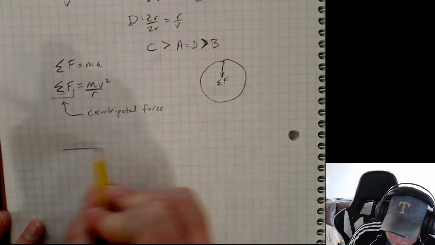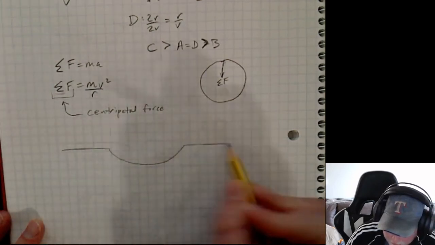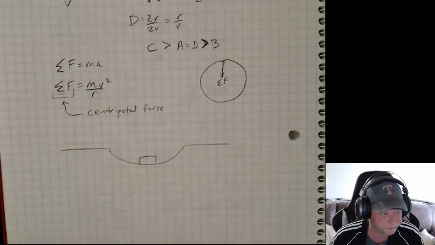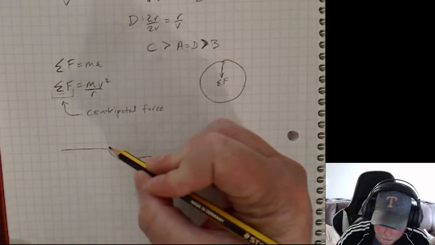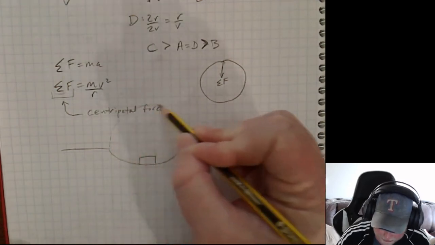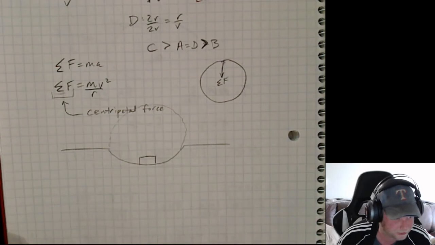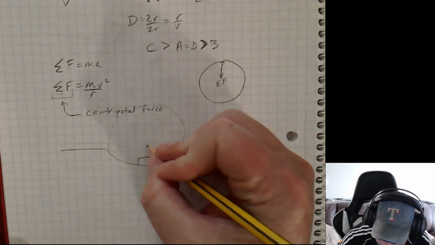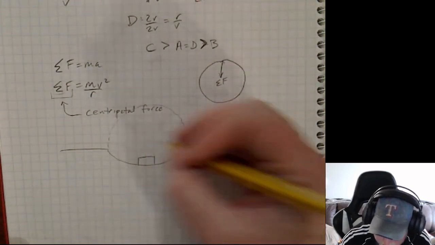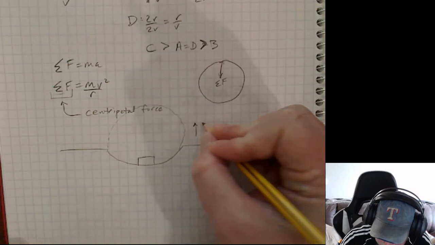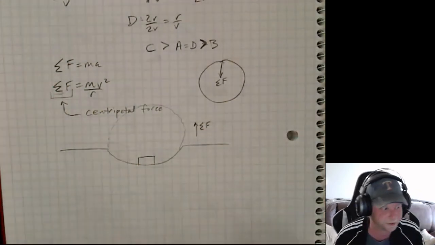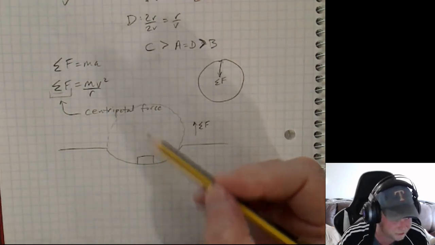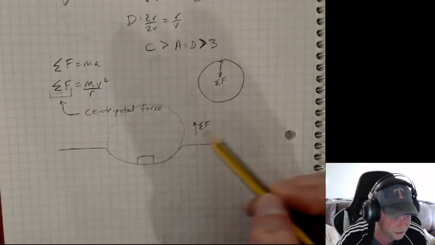Alright, so we're dealing with a dip in the road. The car is at the very bottom of that dip. Now, if we complete that circle in our mind, we know that the centripetal force, which I'll just put over here so I can draw everything else better, is going to be upwards, right? Because it's pointing towards the center of the circle. So your net force is an upward net force.